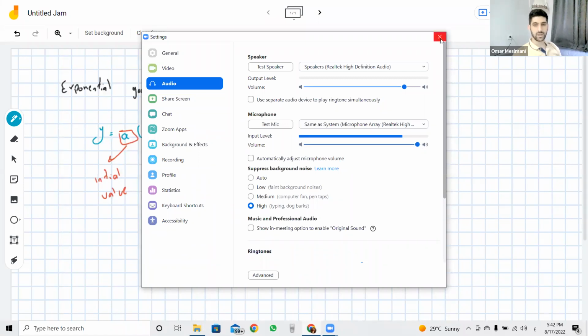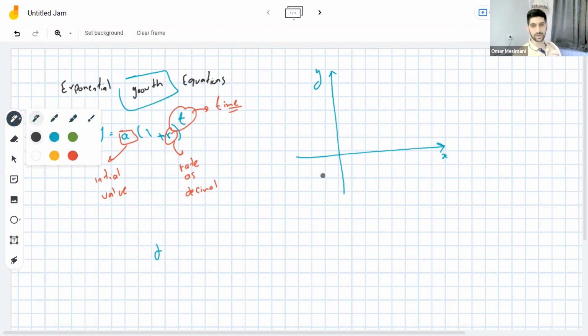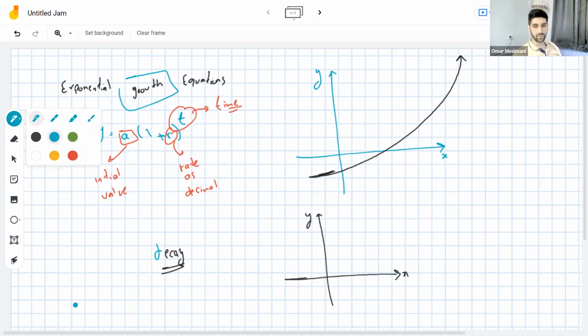Okay, y equals a multiplied by (1 + r) to the power of t. That's the growth, okay? And we have a decay. The growth equation, by the way, if you have a coordinate plane with the x-axis and the y-axis, looks something like this. It's increasing, okay? So the decay equation, one more time, with the x-axis and the y-axis, is exactly the same form, which is y equals a(1 - r) to the power of t. Okay, this time is decay.